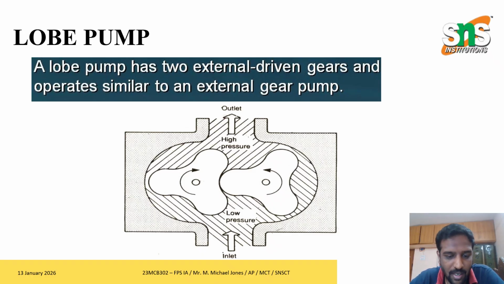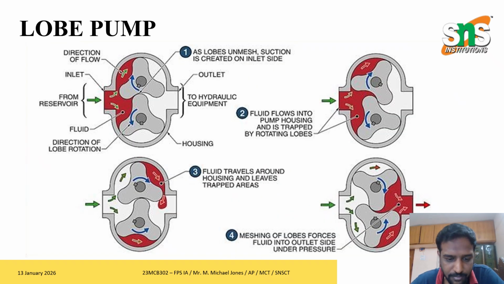In this slide we are seeing the image of a lobe pump. Let us first discuss what a lobe pump is. A lobe pump is also a positive displacement rotary pump. It uses two or more lobes rotating inside the casing. The lobes do not come in contact with each other. It reduces wear, and it allows the pump to handle sensitive fluids. That is the major difference between a lobe pump and a gear pump. In other operations, it works exactly as a gear pump.